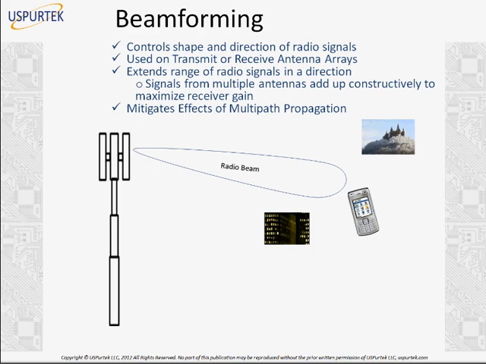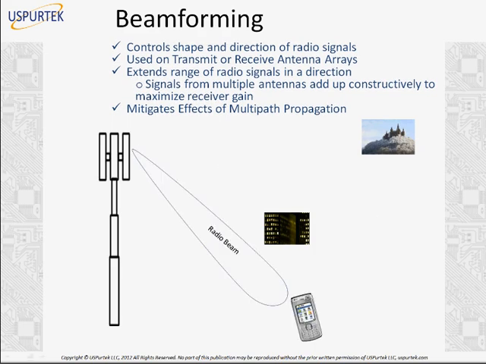Well, we can use it on both transmit or receive antenna arrays, extends range of radio signals in a direction, and signals from multiple antennas add up constructively to maximize receiver gain. And in addition, it also mitigates effects of multipath propagation, because now we are focusing our RF energy in one preferred direction. So that will mitigate multipath propagation, because we know in this path there are no obstacles. We will focus on that. Okay. So this is just a demonstration that the beam goes where the user population goes.